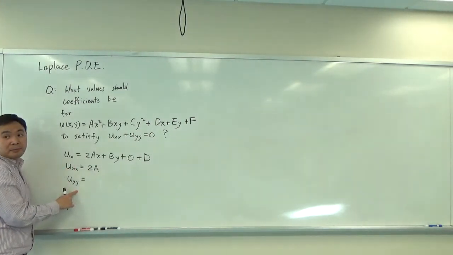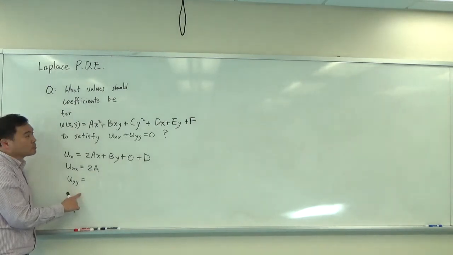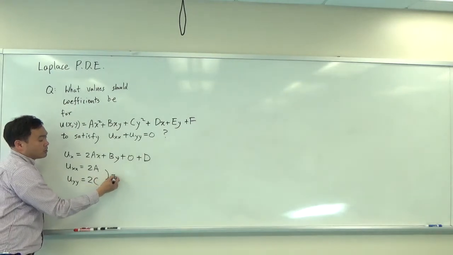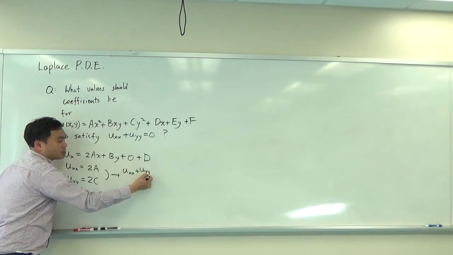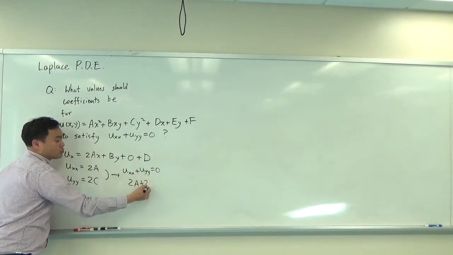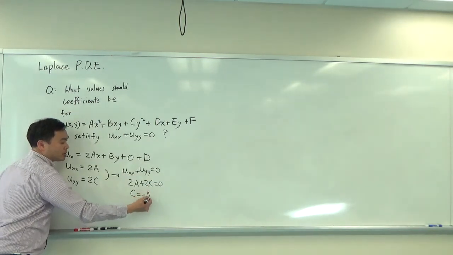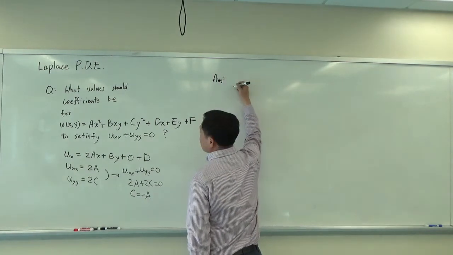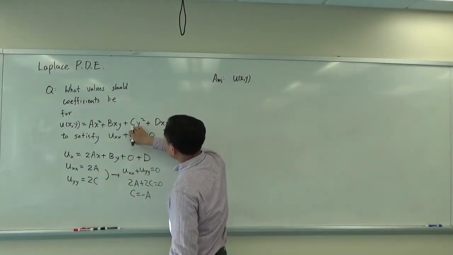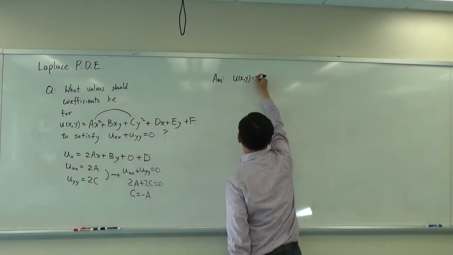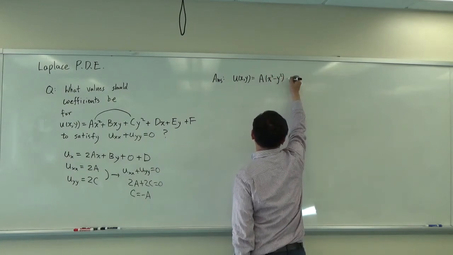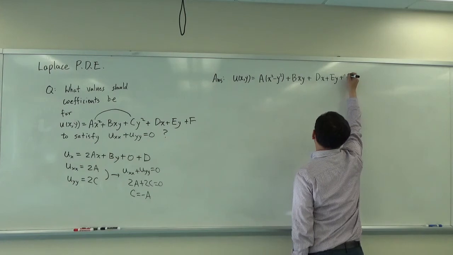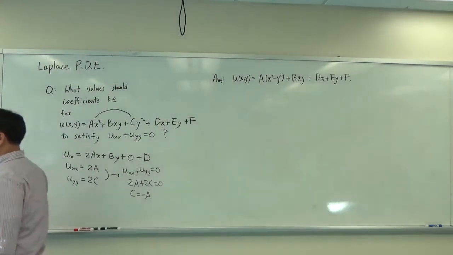So uyy should be what? What do you think? 2c, right? If you differentiate this by y twice, it's 2c. So uxx plus uyy equal to 0 would simply mean that 2a plus 2c equals 0, which means that c must be equal to negative a. Right? So the answer is, let's just replace this by negative a and combine these two, so that this is a times x squared minus y squared plus b times xy. And then the other one, dx plus ey plus f. So that's what we have.